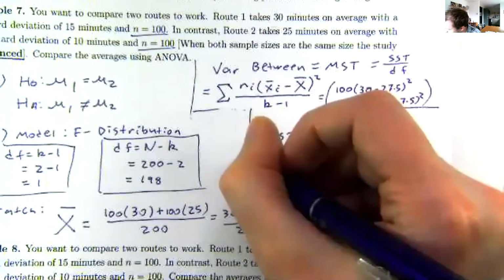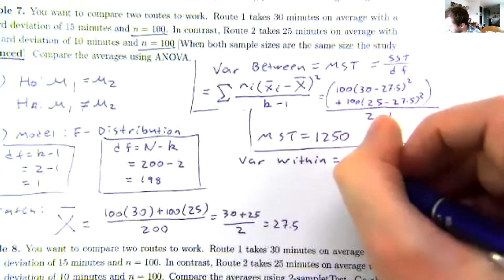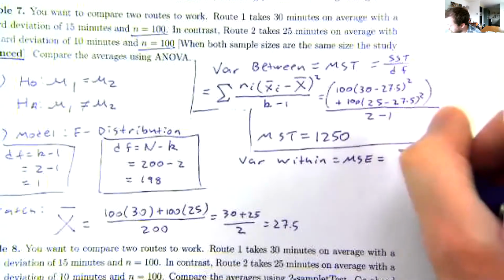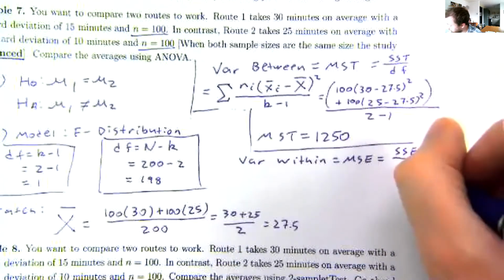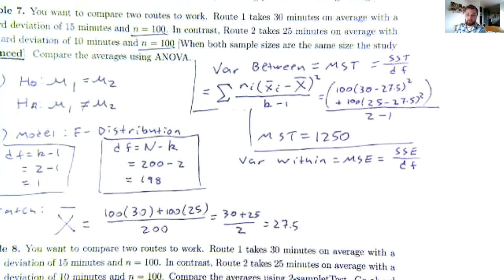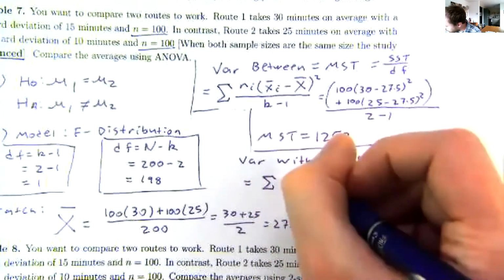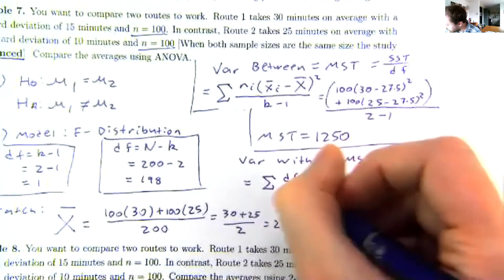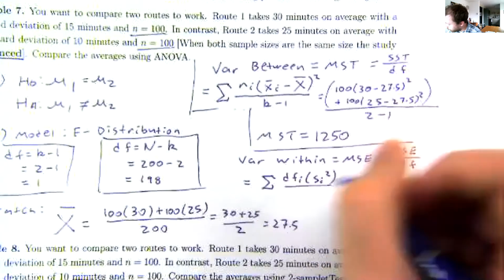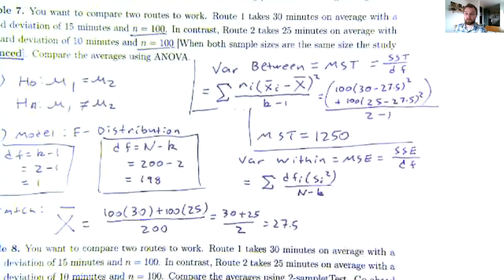We're going to find the variation within. This is my MSE. I'm going to take the sum of the squares of my standard errors, and divide this by the degrees of freedom. So I'm going to look at the sum of each of those degrees of freedom times each of those standard deviations squared, and divide this by the total number of terms minus the number of groups.